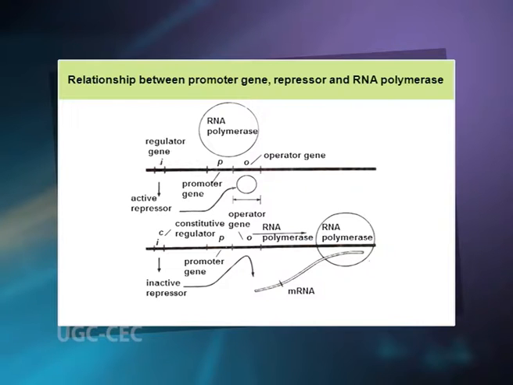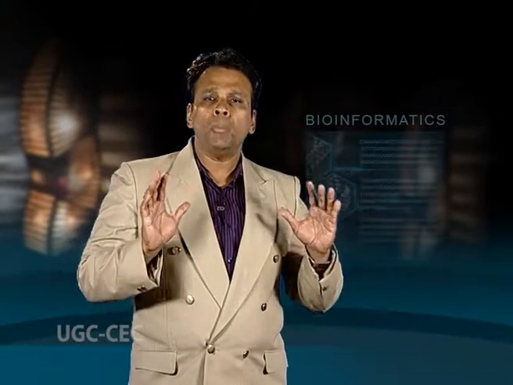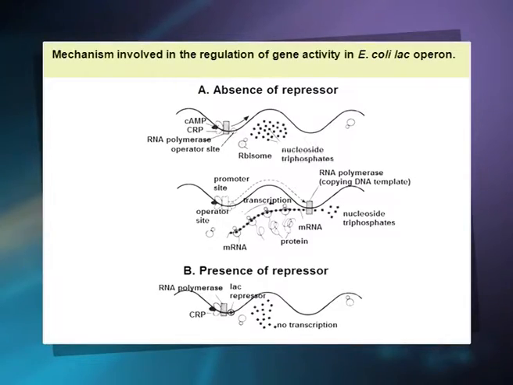There are two proteins which are known to be involved in the regulation of lactose operon. One, lac repressor, and 2, catabolite gene activator, that is CGA protein, also known as CAP, that is cyclic AMP protein, or CRP, that is cAMP receptor protein.